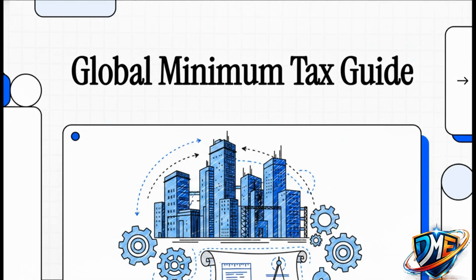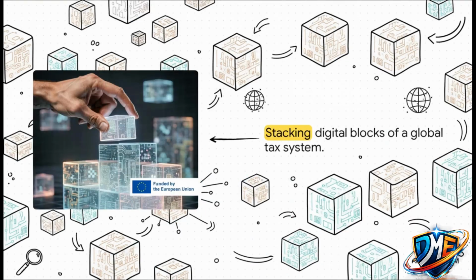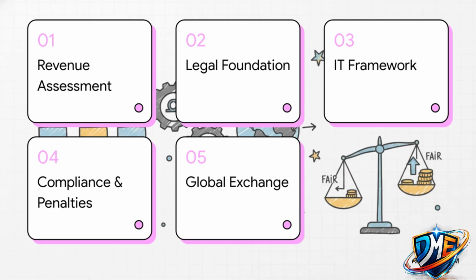We're going to see exactly how jurisdictions are constructing a truly comprehensive global minimum tax framework right from the ground up. Implementing a tax of this magnitude is really not just about passing a single law. It's more like stacking the digital blocks of a massive global system, making sure absolutely no stone is left unturned. It's this incredibly coordinated effort to make certain that large multinational enterprises pay a minimum level of tax everywhere they operate. To see how they're doing this, here is our agenda.